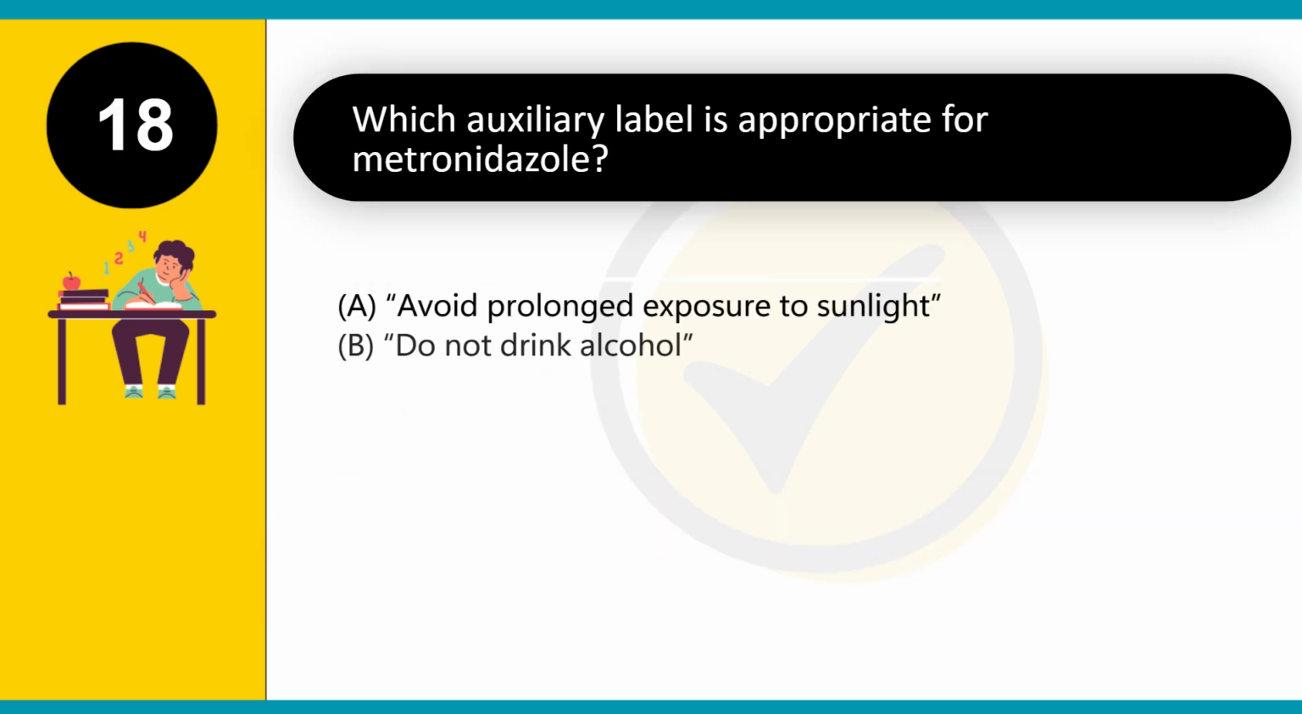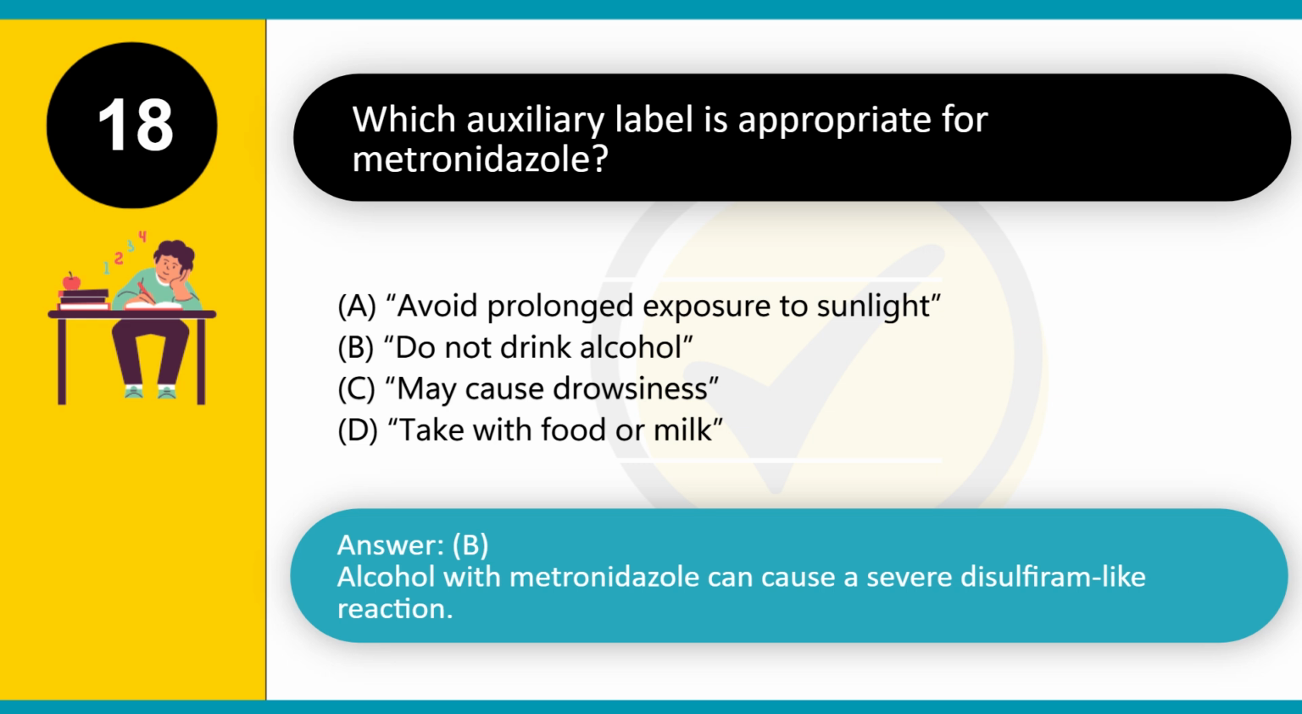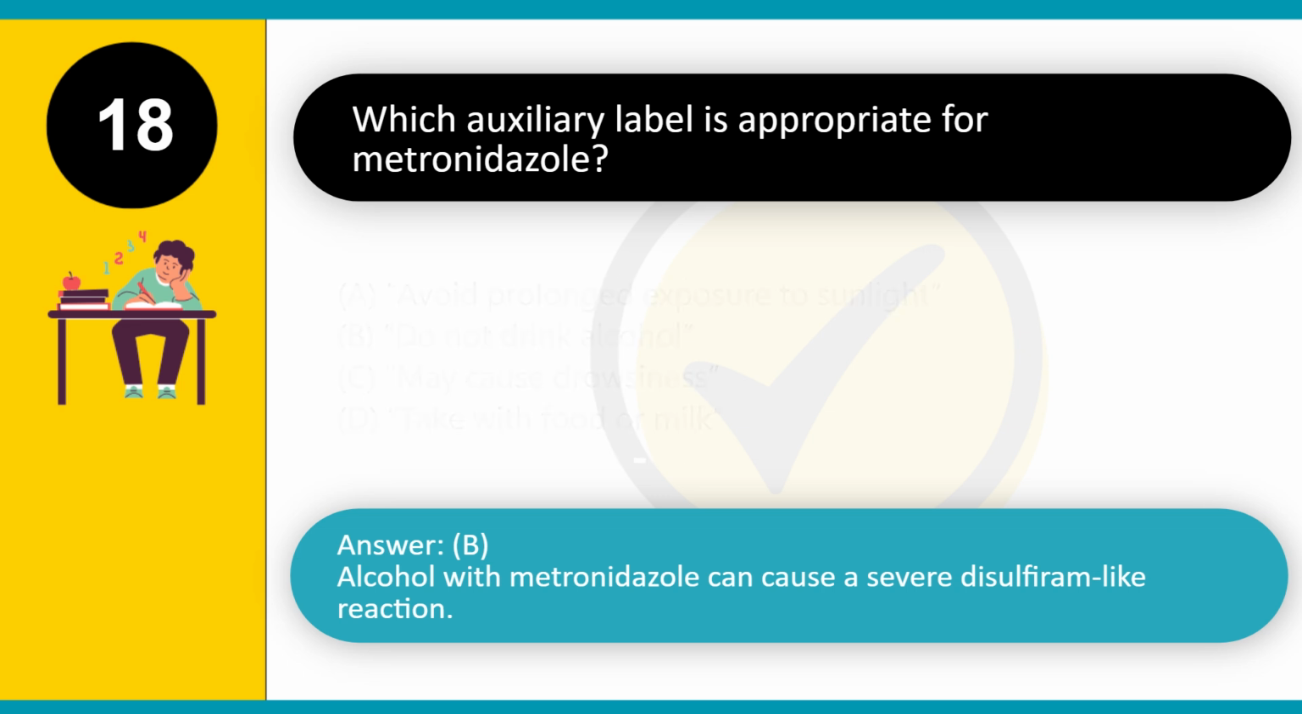Which auxiliary label is appropriate for metronidazole? A. Avoid prolonged exposure to sunlight. B. Do not drink alcohol. C. May cause drowsiness. D. Take with food or milk. Answer, B. Alcohol with metronidazole can cause a severe disulfiram-like reaction.